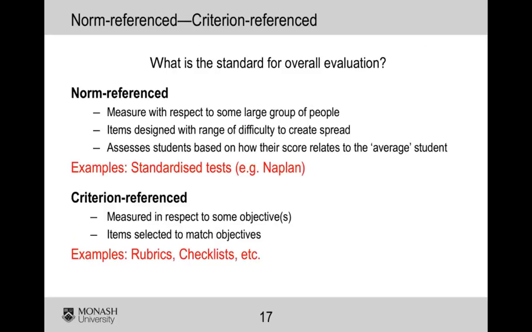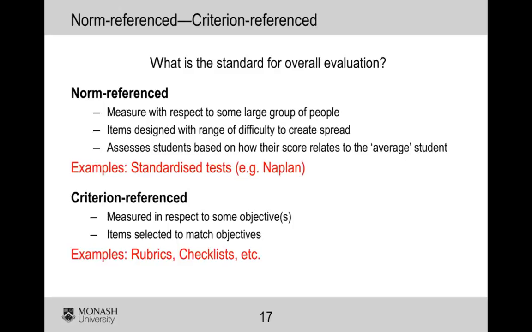As mentioned before about norm reference, and this is actually not really a continuum, it's either norm referenced or criterion referenced, and that is about what the standard is for overall evaluation. For norm reference, as I mentioned previously, you measure with respect to some large group of people, and they try to have items designed with a range of difficulty to create a spread. The idea is that you want a large distribution of scores. You want to be able to discriminate between different learners, between those who know the content well and those who don't.